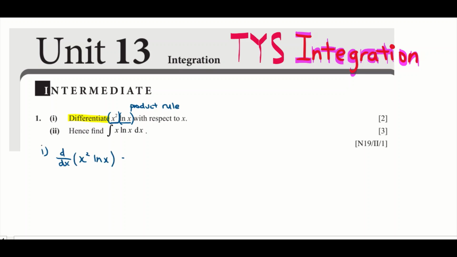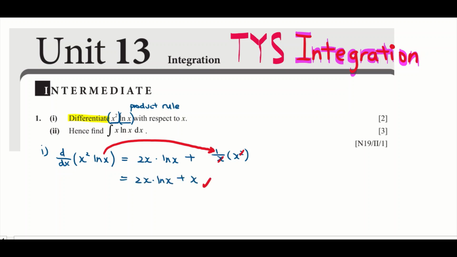Product rule is differentiate the first, keep the second, plus differentiate the second, keep the first. When we differentiate ln x, it becomes 1 over x. Okay, now all that is left is to simplify it. Cancel out the x, and what I'm left with in the second one is just plus x.